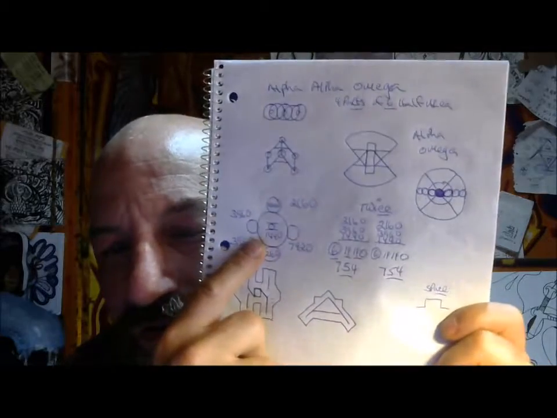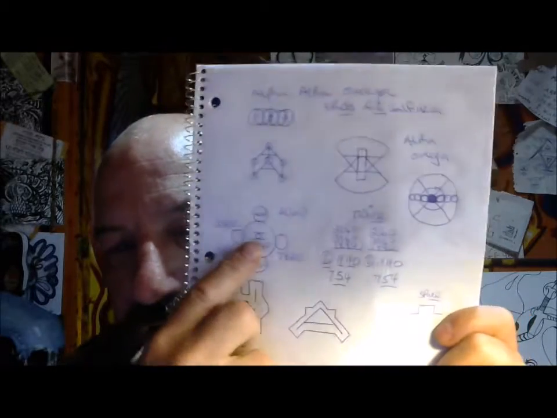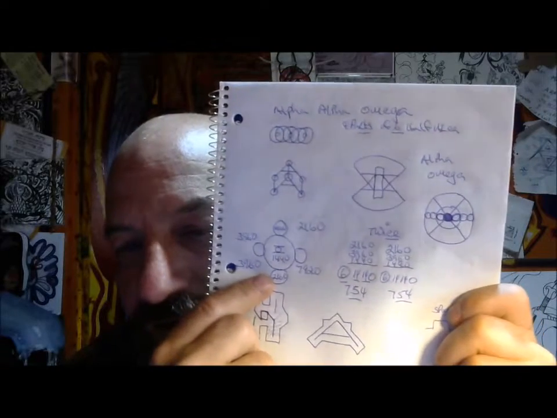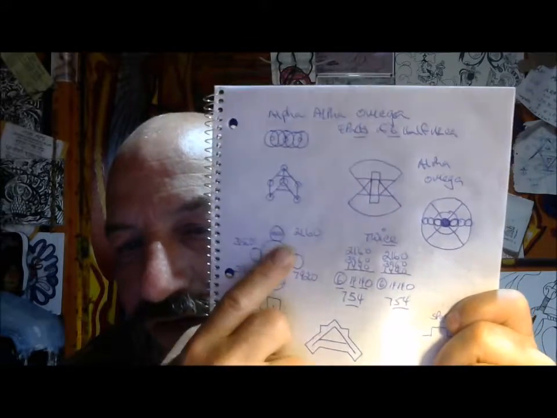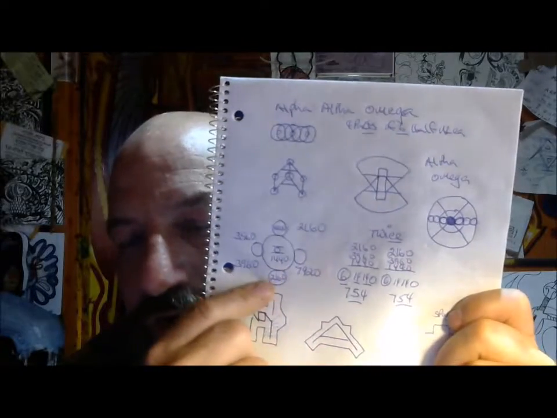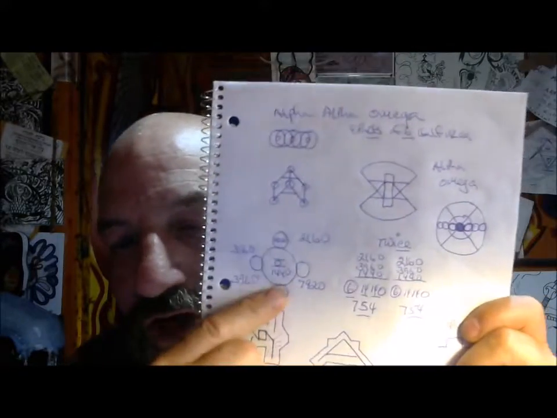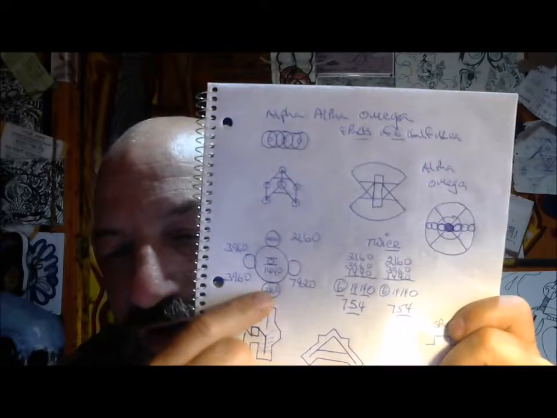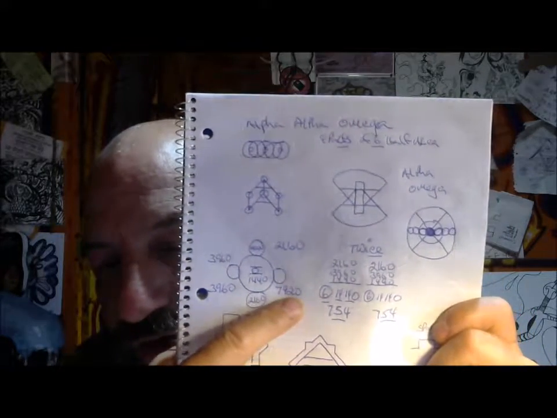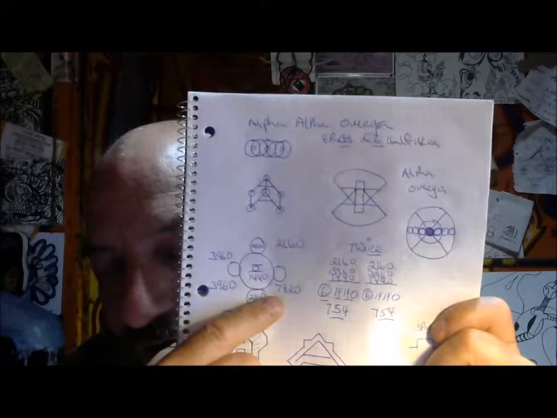Here is the Earth. Here, 7920. In the center, 1440. 2160 and 2160 on each side. 2160, 2160, 2160. 3 times 2160, 4 times 2160. 4 times 2160 equals how much? Equals 8640.